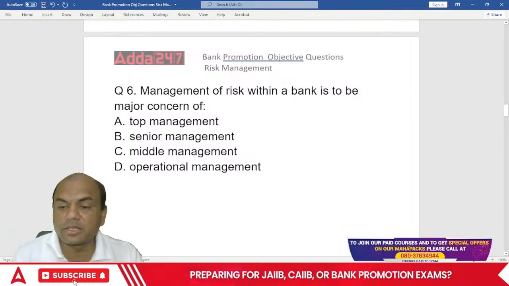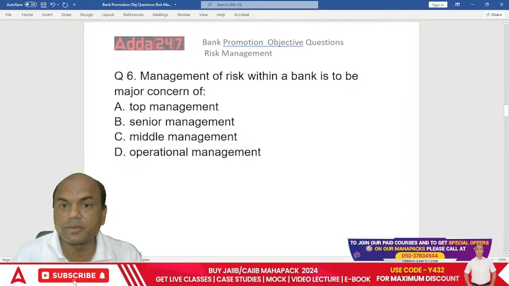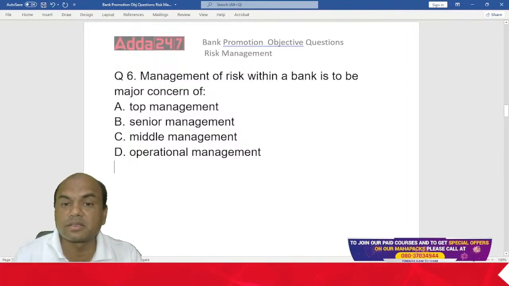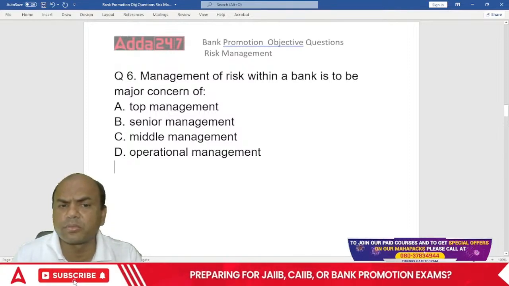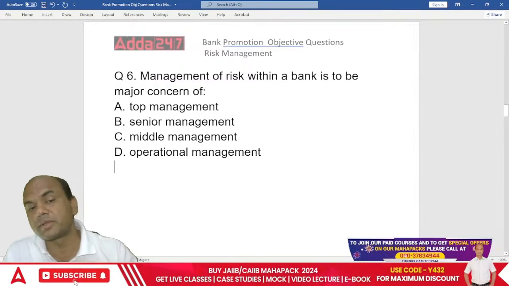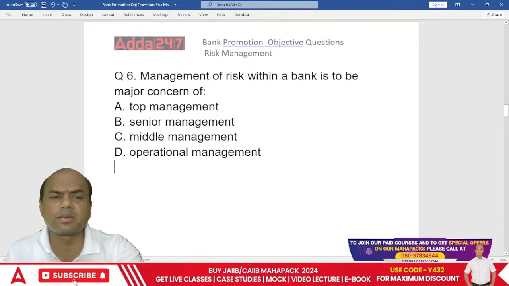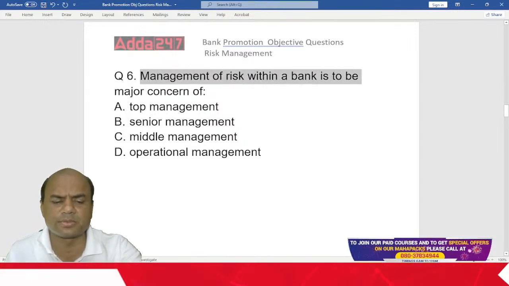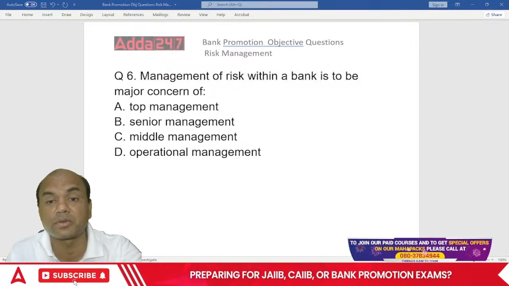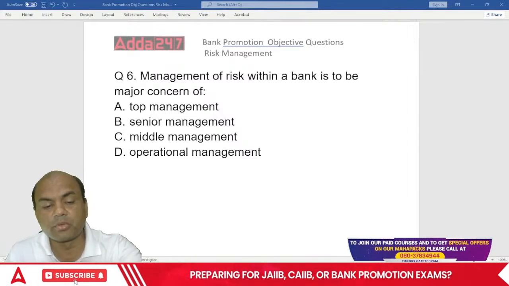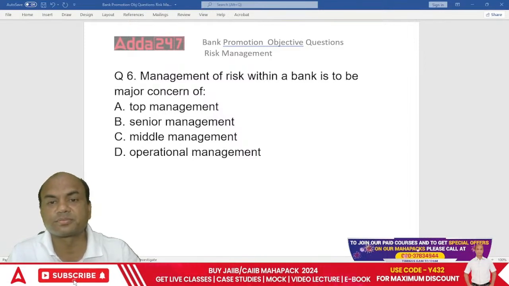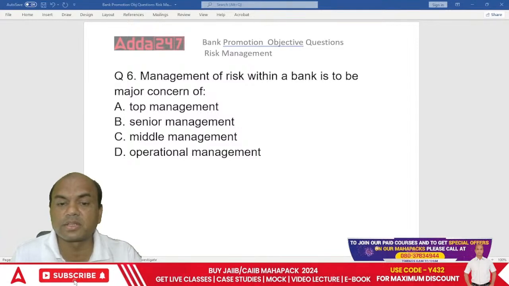Management of risk within a bank is to be a major concern of. So management of risk within the bank is to be a major concern of whom? Top management, senior management, middle management, or operational management. What do you think, who should be the most responsible for this or most concerned about this? Who should be most concerned about this?